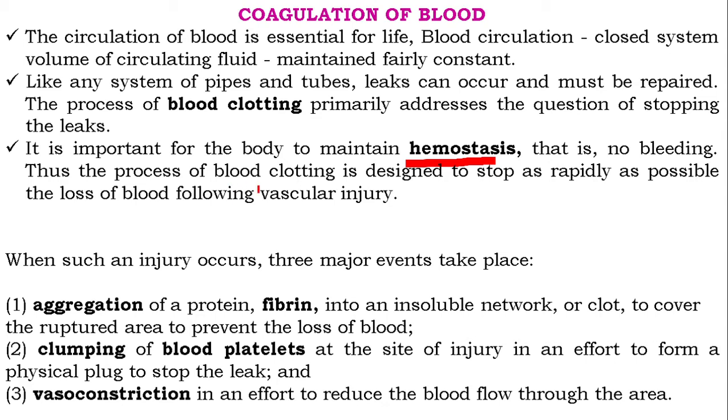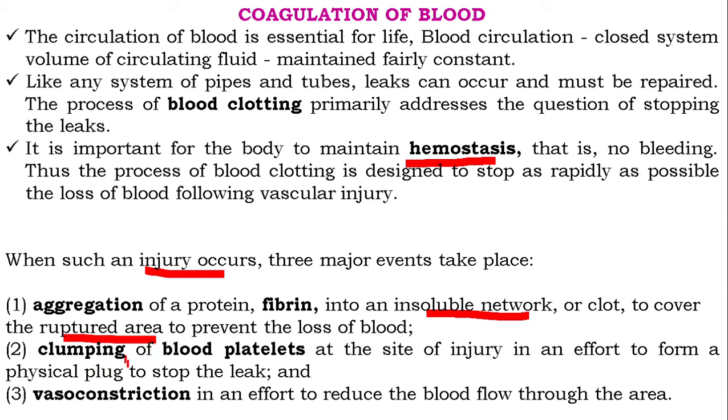At the same time, unwanted clotting of blood inside the arteries and the veins should be prevented, and blood has the capacity for both. What happens in case of an injury? First of all, there is an aggregation of fibrin. You know that fibrin is formed from fibrinogen. Fibrinogen was soluble. When it is aggregating into fibrin, it becomes an insoluble network. And it covers the ruptured area, the wounded area, to prevent the loss of blood.